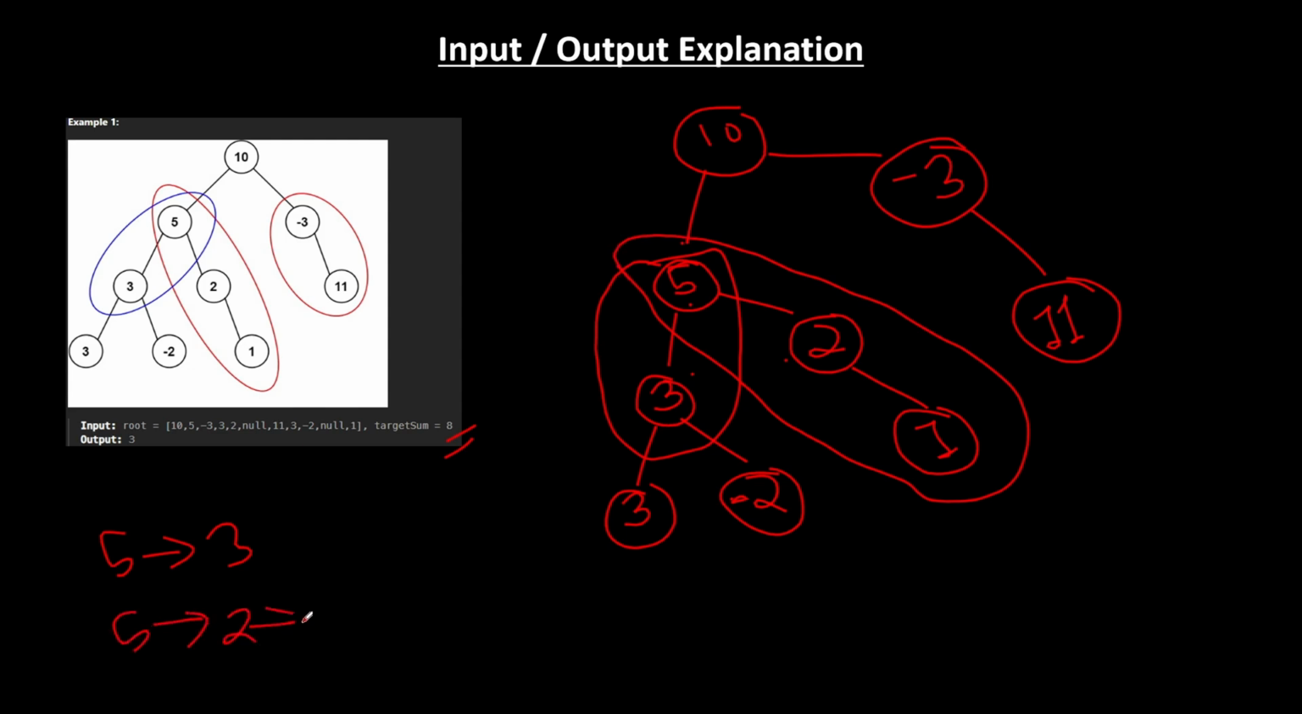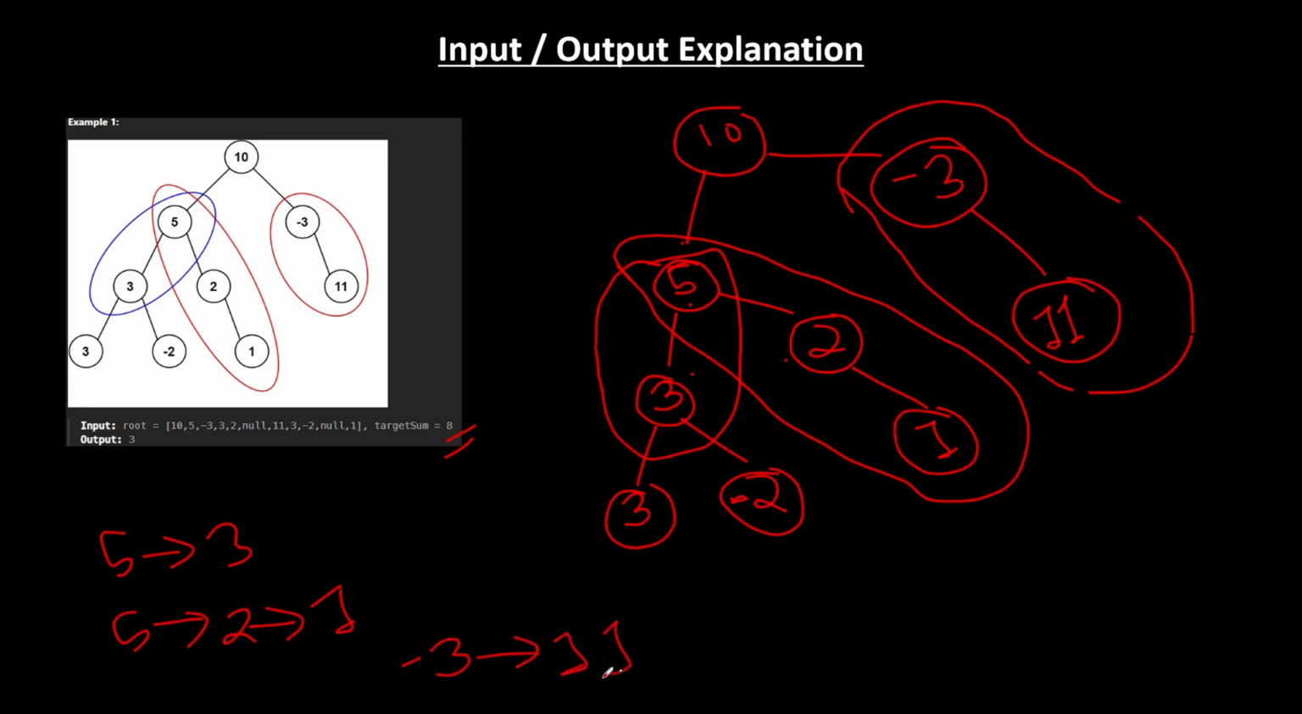5, 2, then 1, right? Great. After that, if you take 3 as the parent node and you go from 3, minus 3 to 11, you could get another path, fine, minus 3 to 11. So in this complete tree, you could see that there are a total of 1, 2, and 3 paths whose sum equals 8, right? Which is basically equal to the target sum given, fine.